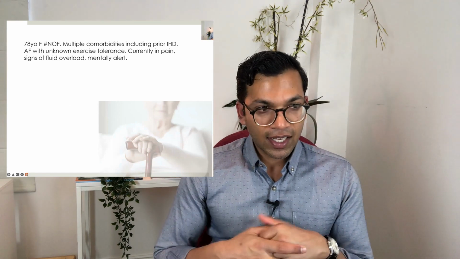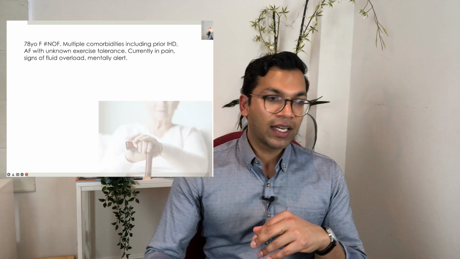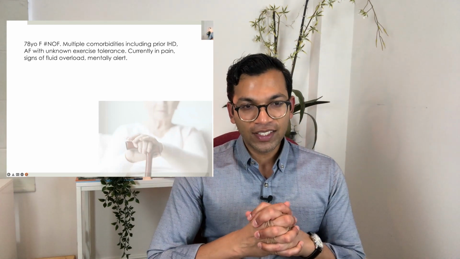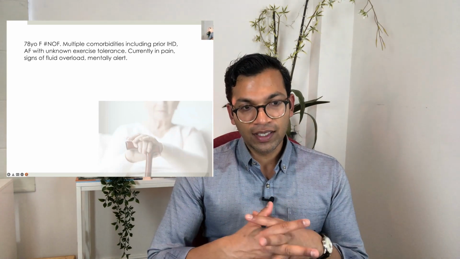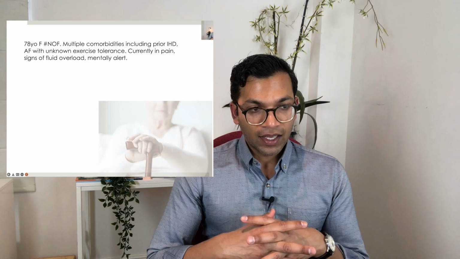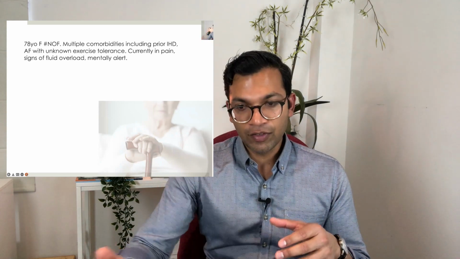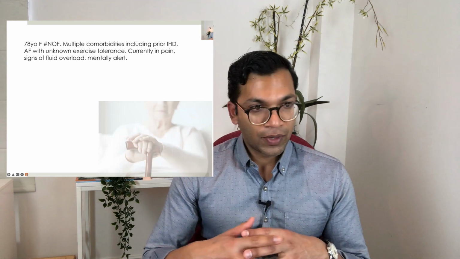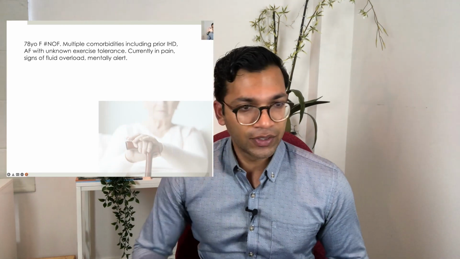The next case, 78-year-old female, fractured NOF, multiple comorbidities, including ischemic heart disease, AF, unknown exercise tolerance, the usual kind of fractured NOF patient, and they're in pain and signs of fluid overload, but they are mentally alert. Okay, so let's say they're not for palliation of any sort, and they are ready for a procedure. They need to have this procedure. What do you reckon? Just following that format, Jackie, what would you do?